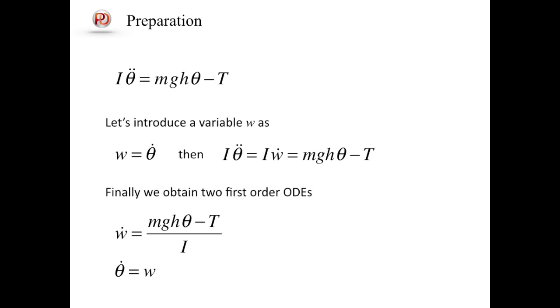Before going to the explanation of those models, let's derive 2 first-order ordinary differential equations from the motion equation to make a model. Let's introduce a new variable w, which is defined as the first derivative of theta. Then the motion equation can be rewritten as an equation with the first derivative of w. Now we have 2 ODEs, shown in the slide. At first, let's create this model on PhysioDesigner, and later we will consider how to implement the ankle torque.